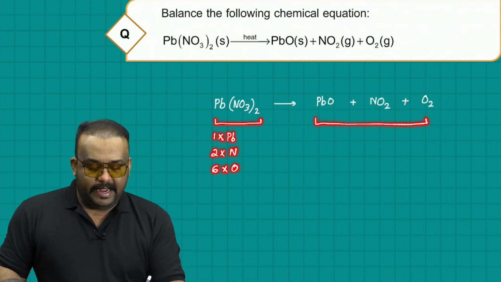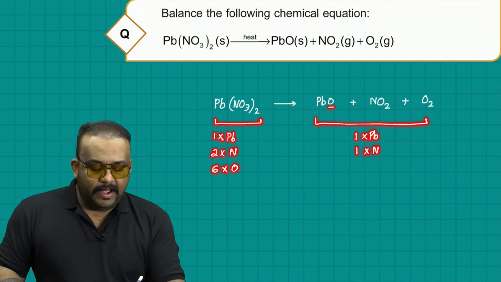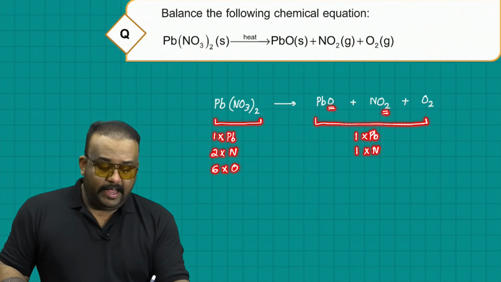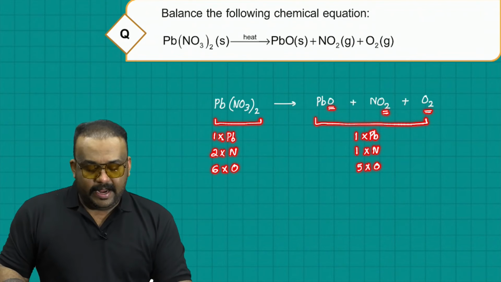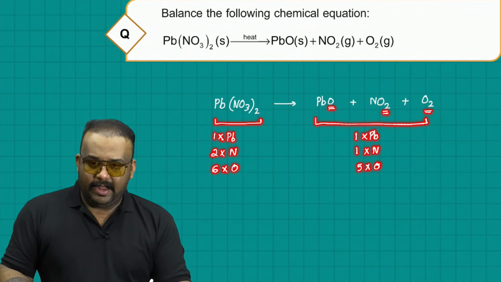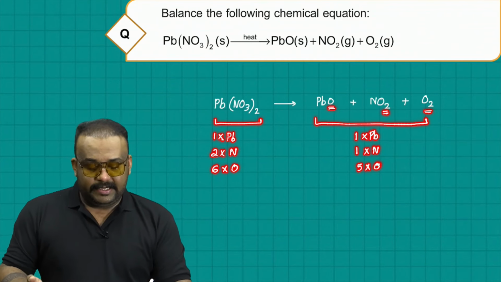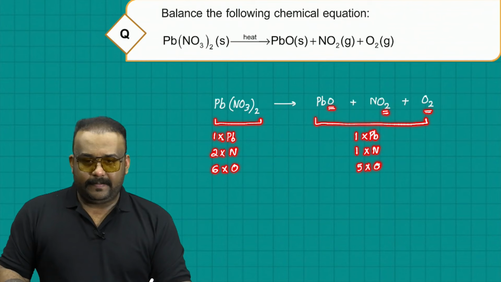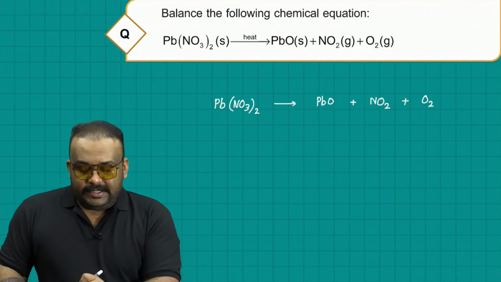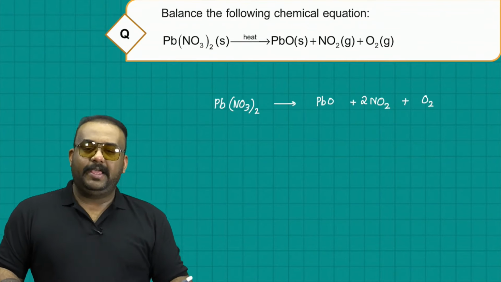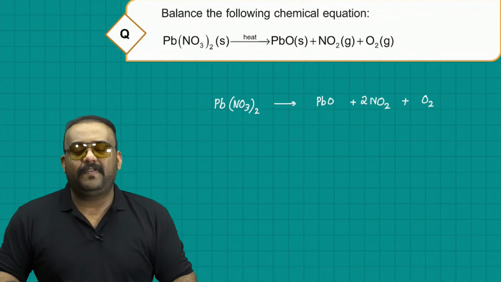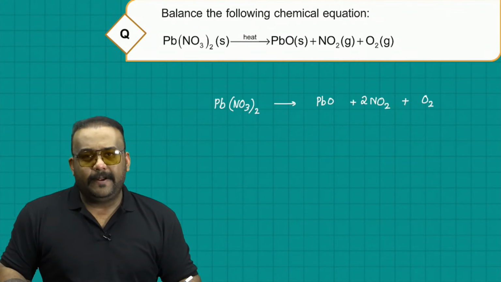On the right hand side, I have 1 atom of lead, 1 atom of nitrogen, and 1 plus 2, 3 plus 2, 5 atoms of oxygen. So here, the number of atoms of lead are equal on both sides, but nitrogen and oxygen are not equal. So let's try to balance nitrogen. In order to balance nitrogen, let me multiply by 2 here so that the number of nitrogen atoms on both sides is now equal.